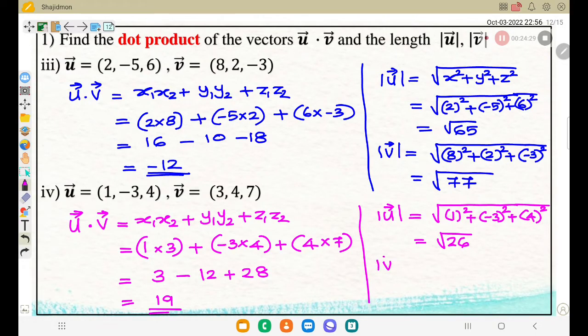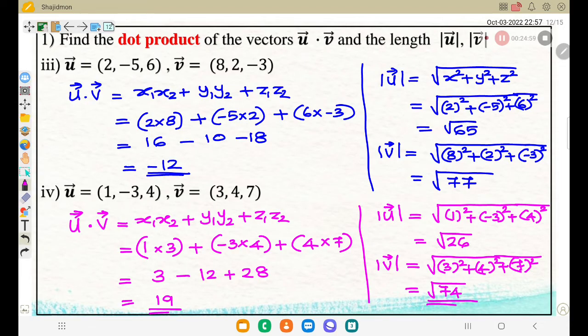Now absolute of vector v equals root of 3 power 2 plus 4 power 2 plus 7 power 2. Check by calculator. So root of 3 power 2 means 9, 4 power 2 means 16, 7 power 2 means 49. So root 74. Hope all of you are getting the same.